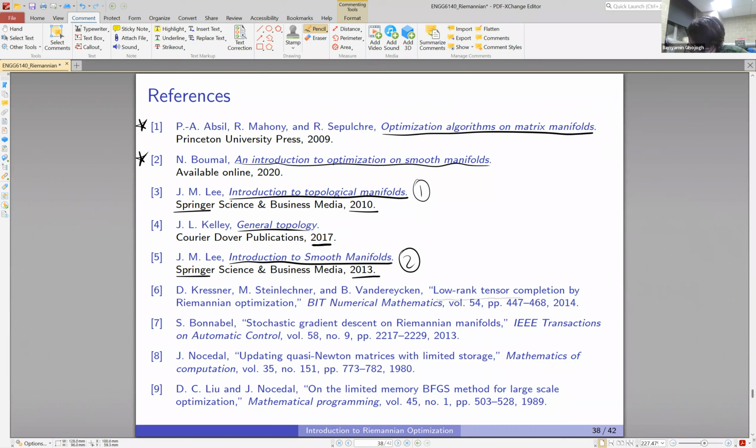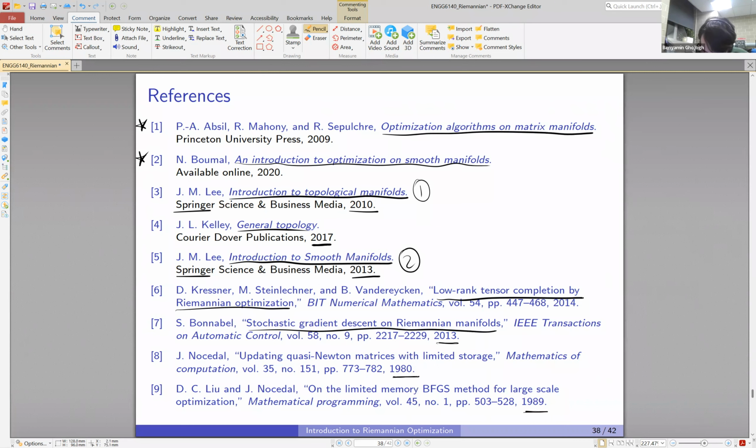This is the paper Low-Rank Tensor Completion by Riemannian Optimization. Also, this is the paper on stochastic gradient descent in Riemannian manifolds. Do you remember? Riemannian gradient descent is this paper, proposed in 2013. What is this? So this is Nocedal, 1980s.